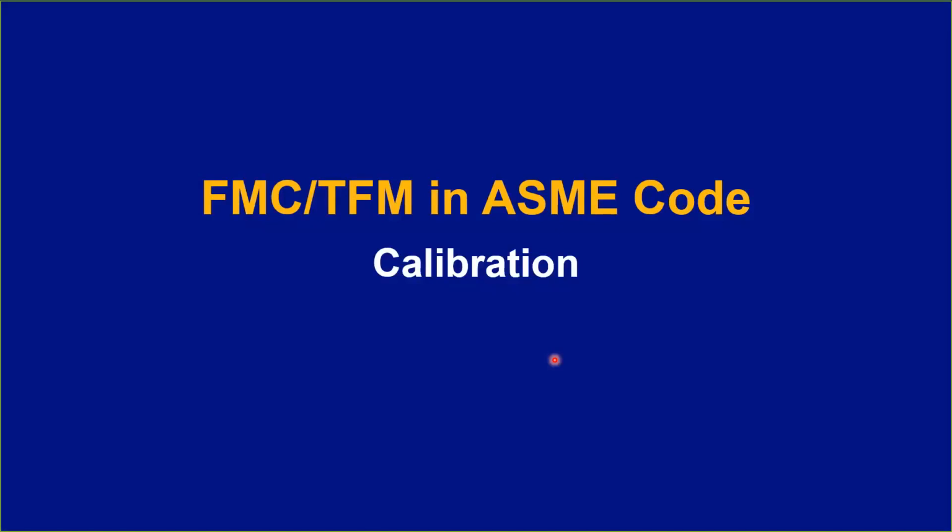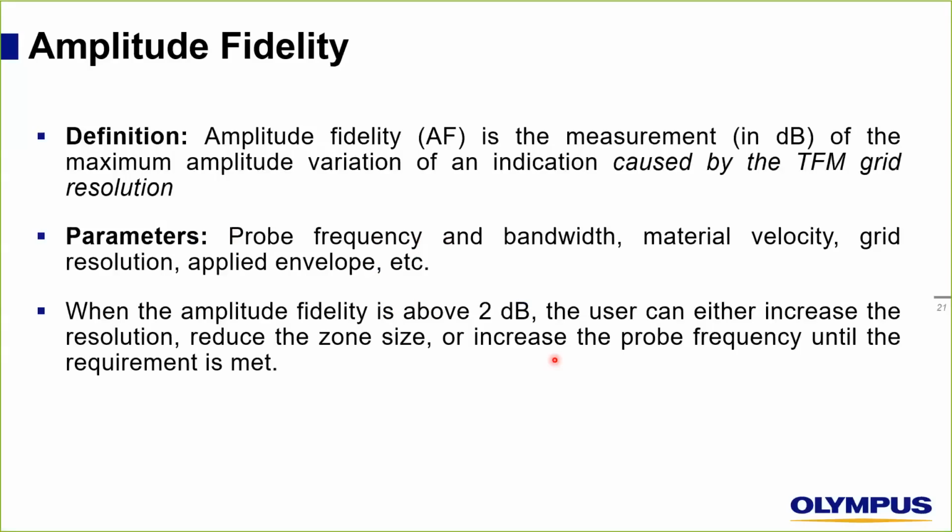Now we can move to the next section that deals with calibration. First of all, let's talk about amplitude fidelity. This is the measurement in dB of the maximum amplitude variation of an indication caused by the TFM grid resolution. So here we are talking about a variation that is related to the TFM grid resolution. The parameters that influence the amplitude fidelity value are probe frequency and bandwidth, material velocity, grid resolution, the applied envelope, etc. When amplitude fidelity is above 2 dB, the user can either increase the resolution, reduce the zone size, or increase the probe frequency until the requirement is met. Here we are talking about 2 dB since the code mentions that any inspection that is conducted shall have an amplitude fidelity less than 2 dB.